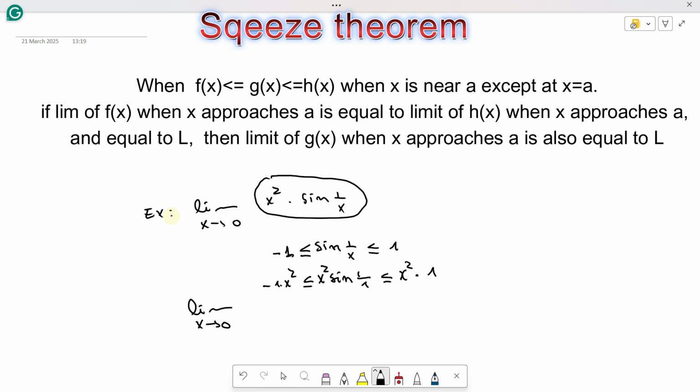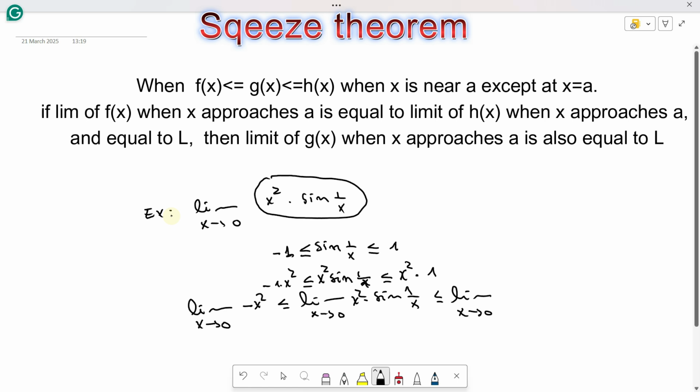The limit when x tends to 0 of minus x squared will be less than or equal to the limit when x tends to 0 of our function x squared times the sine of 1 over x, which is less than or equal to the limit when x tends to 0 of x squared. You see that the limit when x tends to 0 of x squared is equal to 0, and this one also is equal to 0. So you see the limit here, if we take our function f of x to be minus x squared. Let me take this one a little bit up.